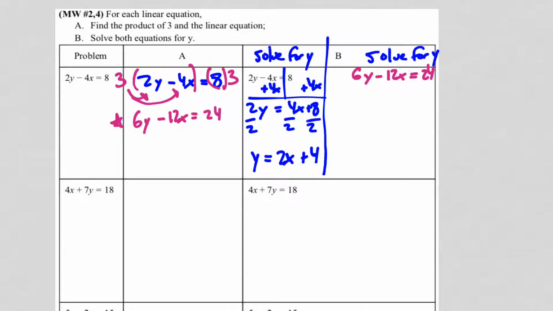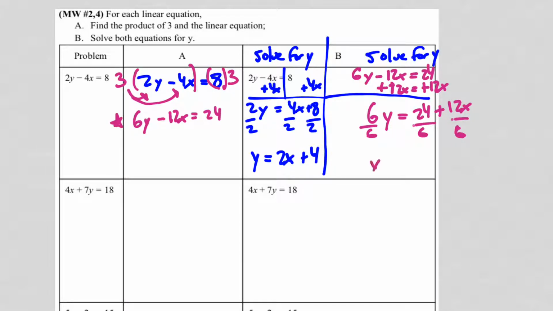And you're like, so what? But let's take a look at the second part of example B. Let's also solve for y. Here I'd have to add 12x to each side. When I do that, I get 6y is equal to 24 plus 12x. And from here, I have to divide everything by 6. When I do that, I get y is equal to 24 divided by 6, 4, 12x divided by 6, 2x. As you can see, this and that are the same thing.